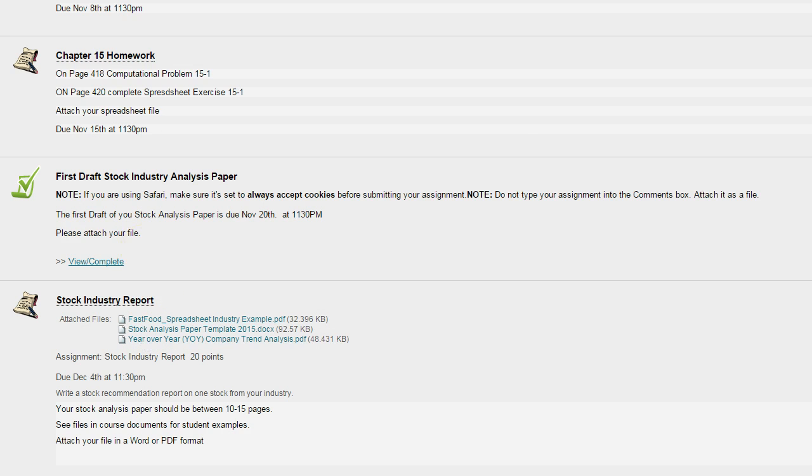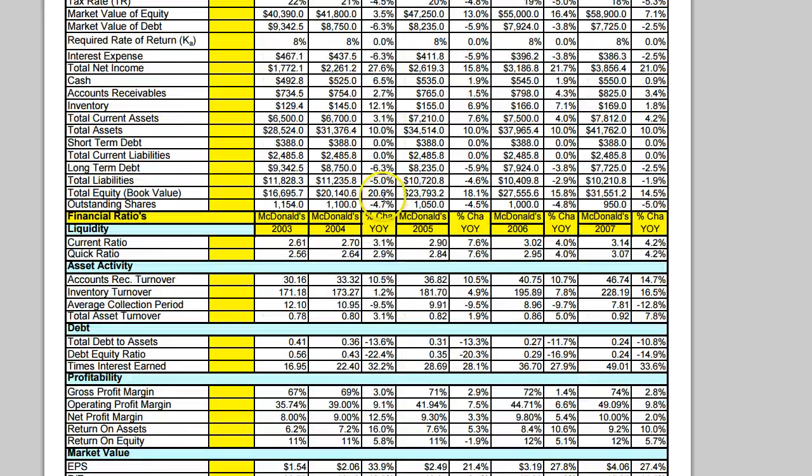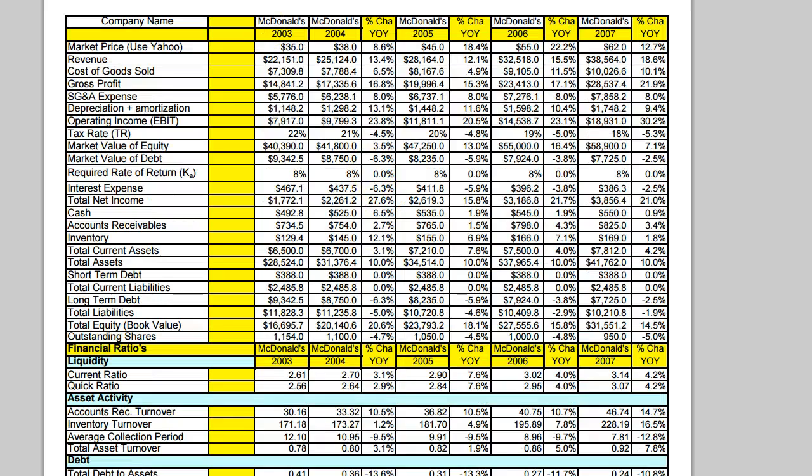And then a year-over-year analysis for the one company you're analyzing. So you don't necessarily need a year-over-year analysis for every company, just the company that you're working on in the report. You want to complete this year-over-year analysis for and have that in your report.